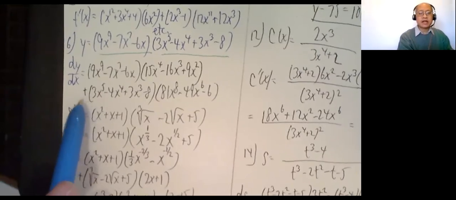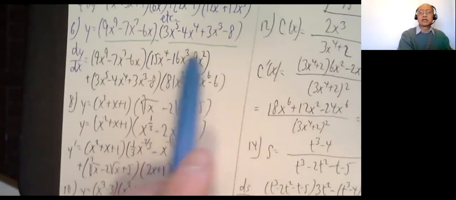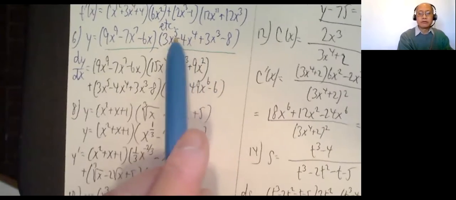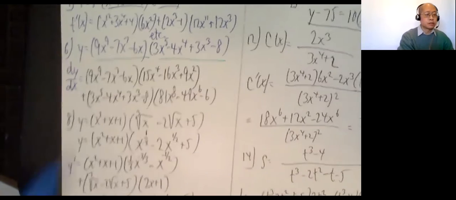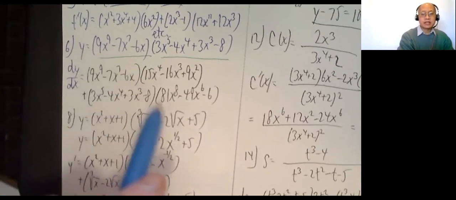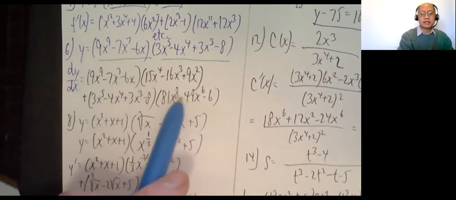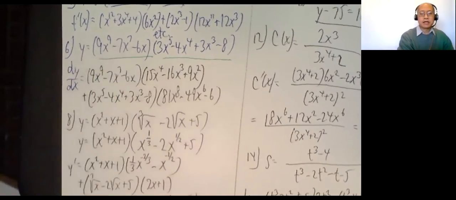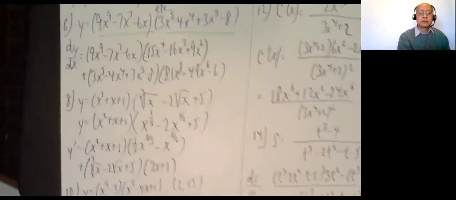Okay, plus the second function. Copy the second. Careful, not the derivative of the second, just copy the second function. 3x to the 5th, blah, blah, blah. And now times the derivative of the first function. So here we go. 81, 9 times 9, x to the 8th, minus 49, x to the 6th, minus 6. Okay, so that's the way the quotient rule works.